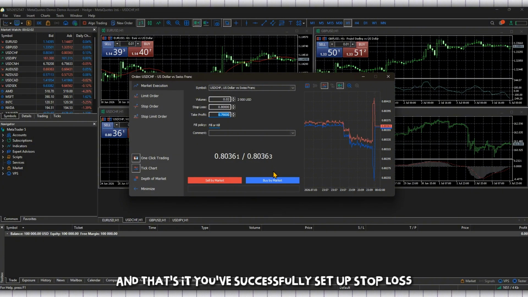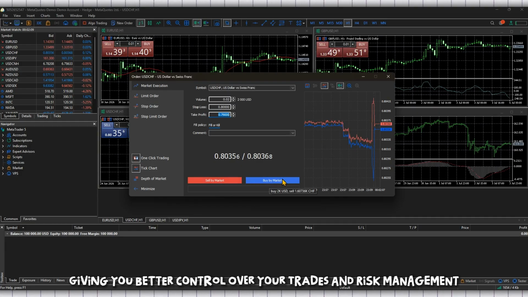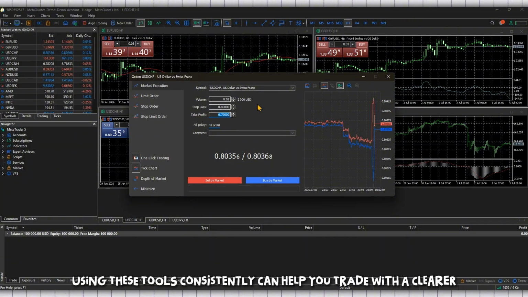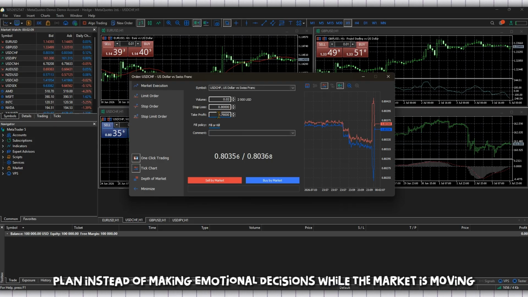And that's it. You've successfully set up stop loss and take profit levels in Metatrader 5, giving you better control over your trades and risk management. Using these tools consistently can help you trade with a clearer plan instead of making emotional decisions while the market is moving.